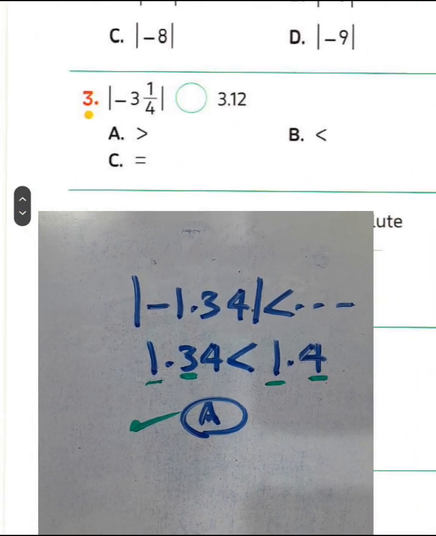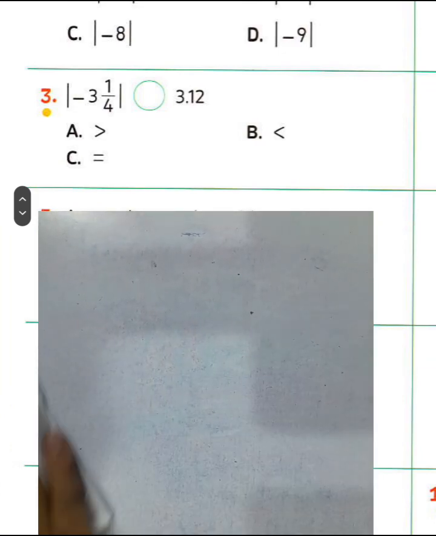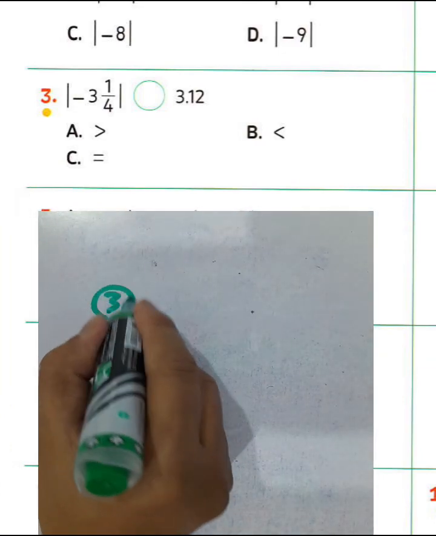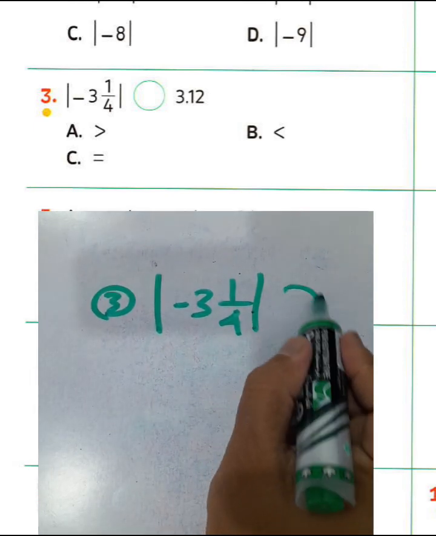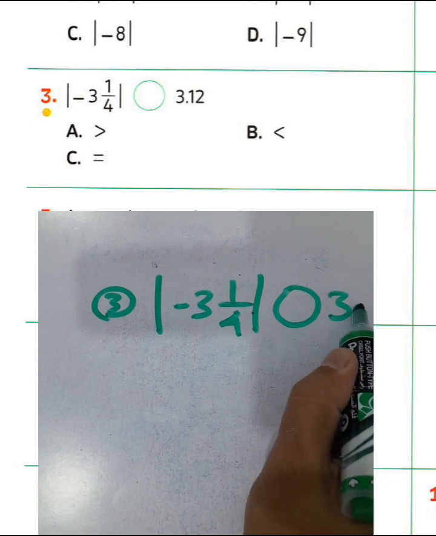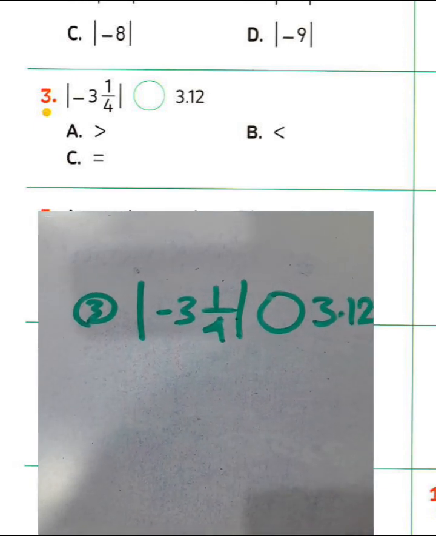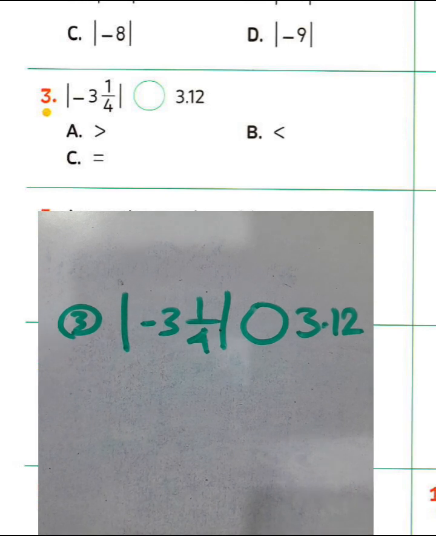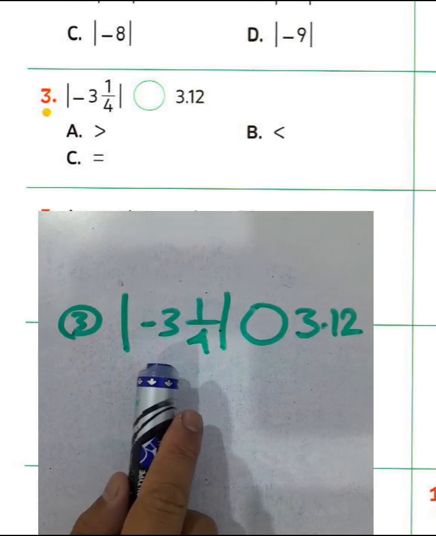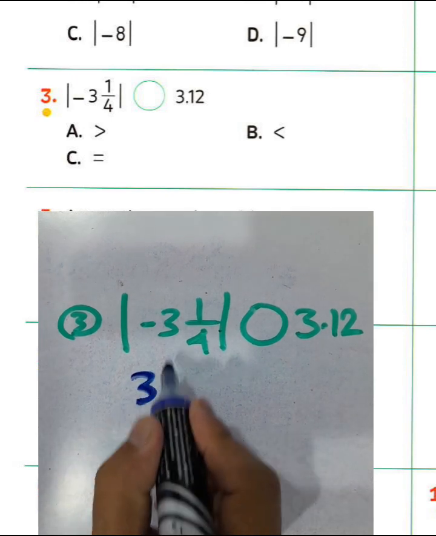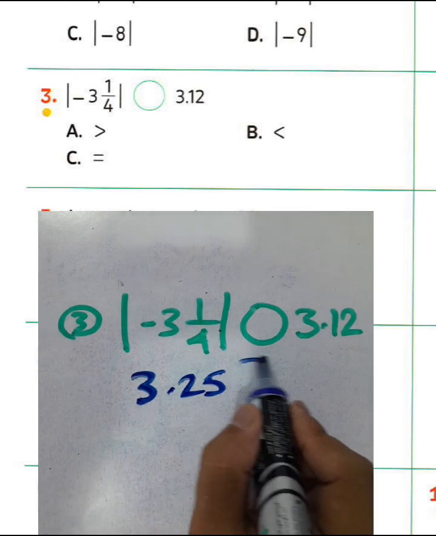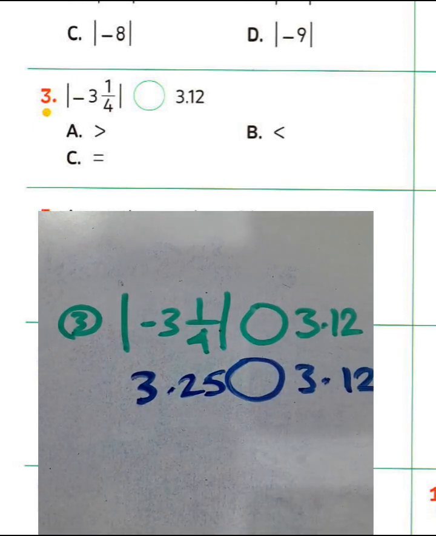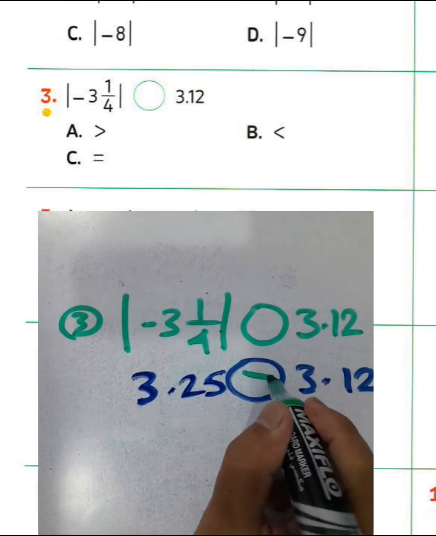Question number 3. The absolute value of negative 3 and 1 over 4, and 3 and 12/100. Who can tell me? We know the absolute value of this number will be positive. 3 and 1/4, we know 1/4 is 25/100. Which is greater, 3 and 12/100 or 3 and 25/100? This number is greater than this number.